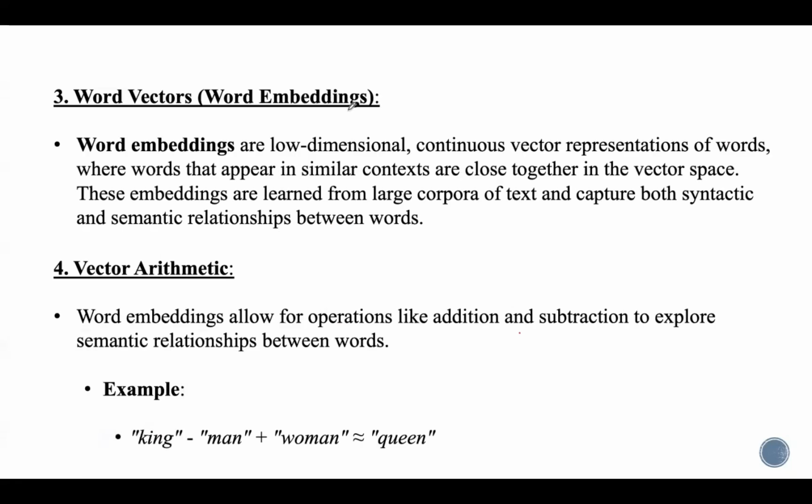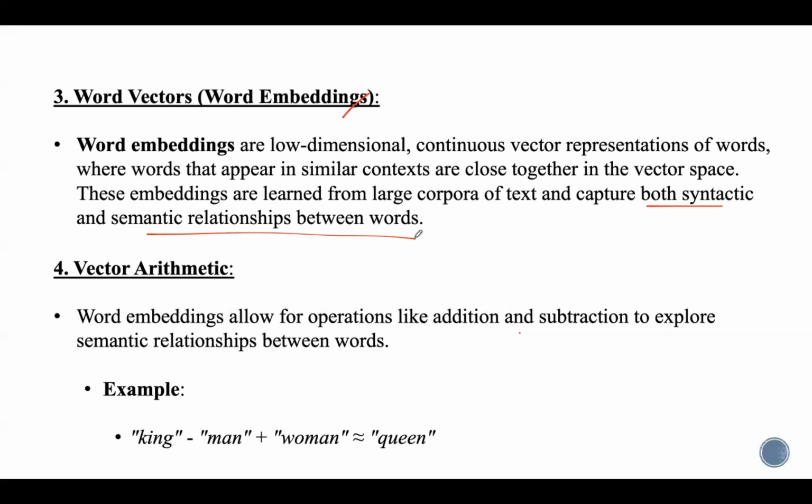Then we have word vectors or word embeddings. These are vector representations of words that capture semantic similarities based on context. Here, the words that are similar to each other are represented close together in the vector space. These embeddings capture both the syntactic and semantic relationships between words.